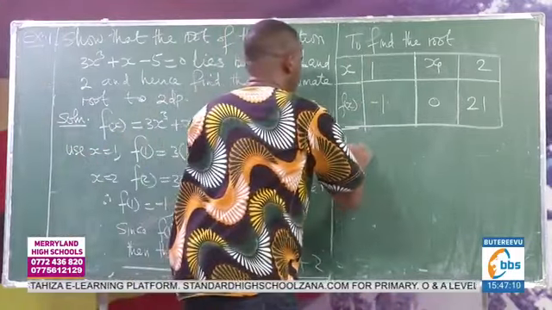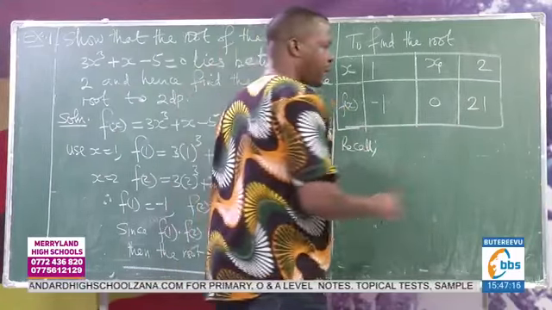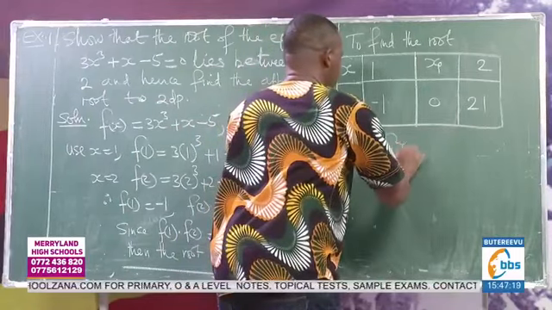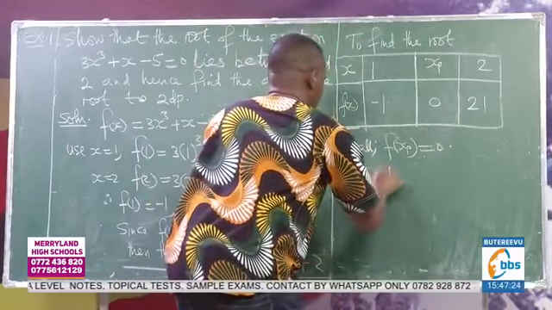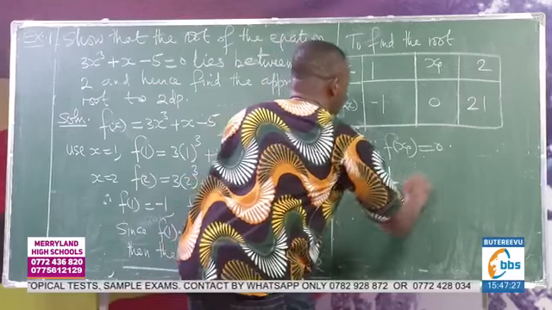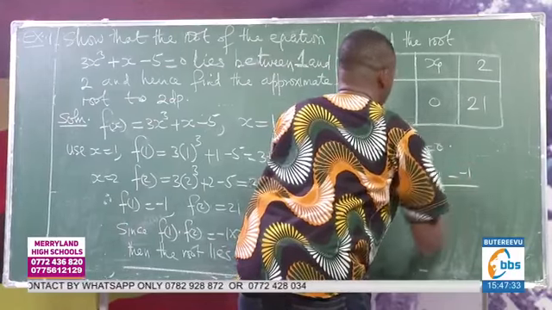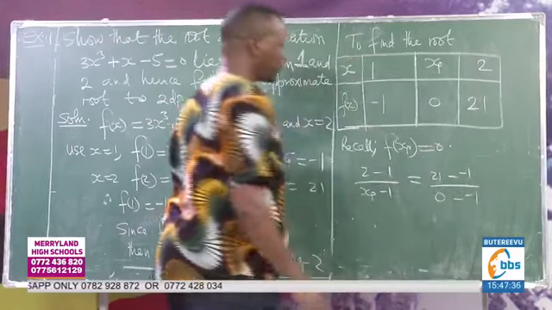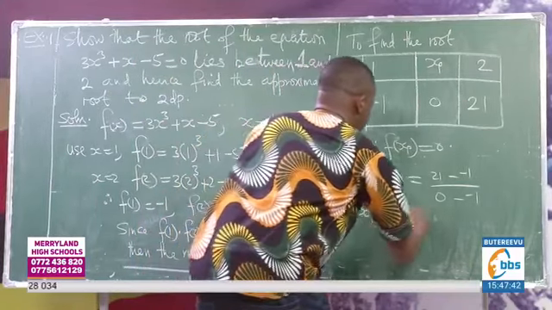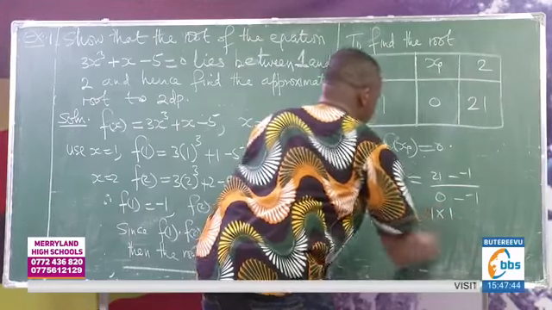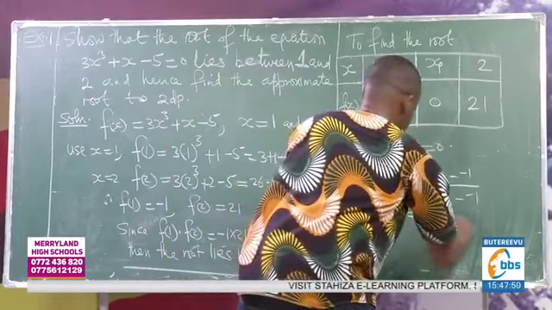And for this value, if it is a root, that value must be 0. Recall, those of you who know how you handle polynomials or quadratic equations, f of xp, I've told you, must be 0. So using interpolation, quickly we can say 2 minus 1 over xp minus 1 will be equal to 21 minus minus 1 over 0 minus minus 1. We are looking for xp, and therefore my xp minus 1 will become 1 times 1, I am cross multiplying here, divided by 22.